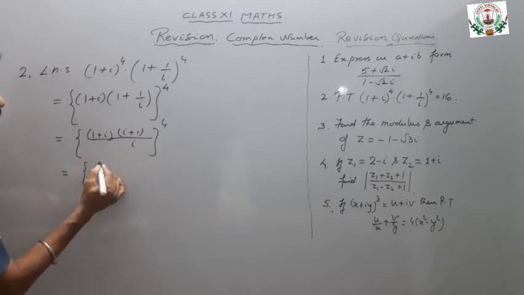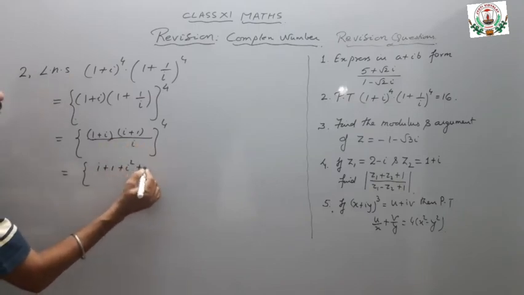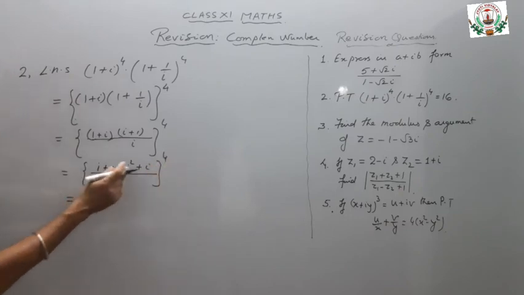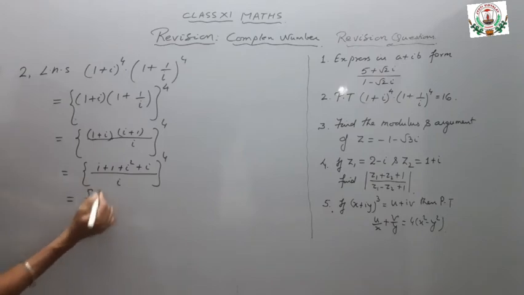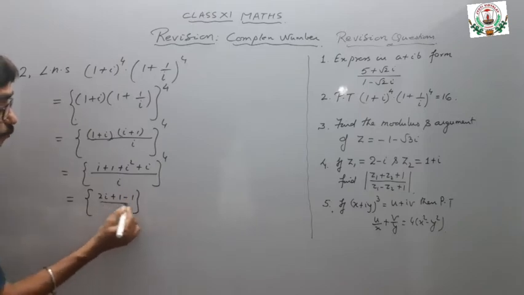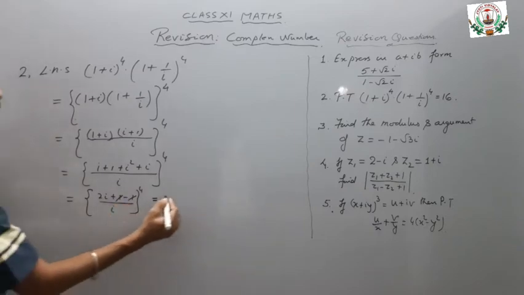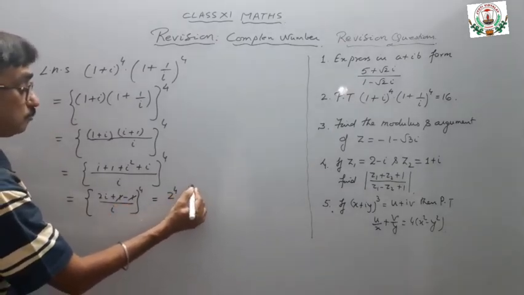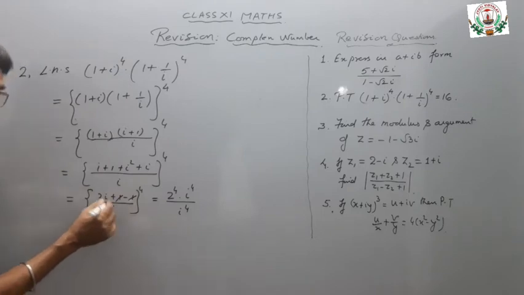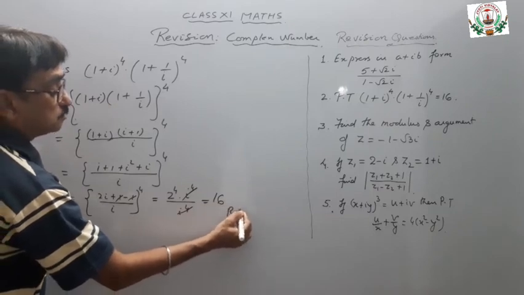Okay, so i plus 1 plus i square plus i, open the bracket, upon i to the power 4. As we know that the i square value is minus 1, this i and i will become 2i plus 1, and i square is minus 1, upon i to the power 4. So this minus 1 plus 1 will be cancelled out. Now 2 to the power 4 into i to the power 4 upon i to the power 4. When we open this bracket, we can cancel out i here also. So i to the power 4, i to the power 4 cancel, and 2 to the power 4 is 16.